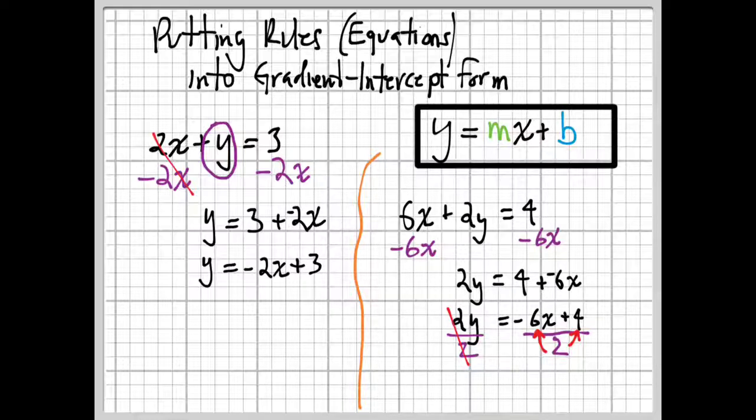So negative 6 divided by 2 is negative 3. And then the x comes along for the ride. And then 4 divided by 2 is 2. Okay, so now that's in gradient intercept form. Very nice looking. It's easy to see. The gradient here is negative 3, and the intercept is 2, so it would be very easy to graph. Right?